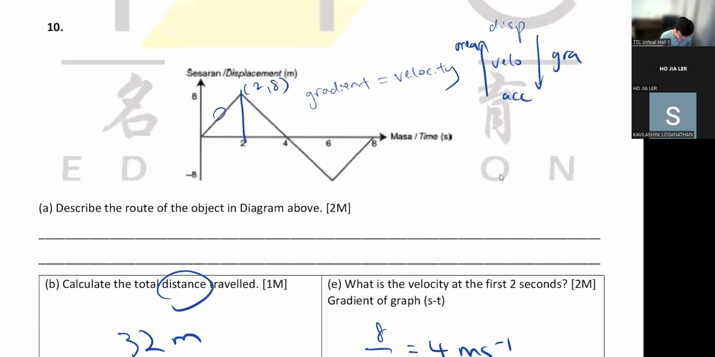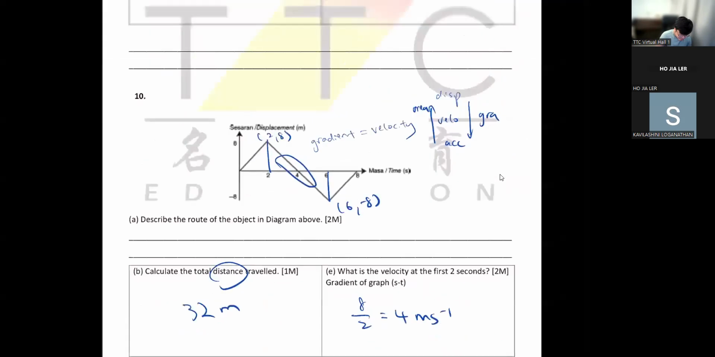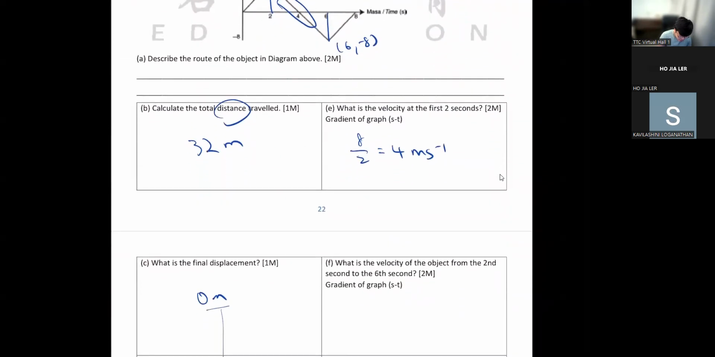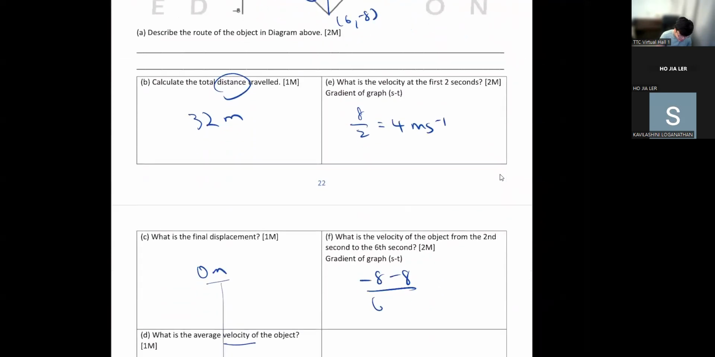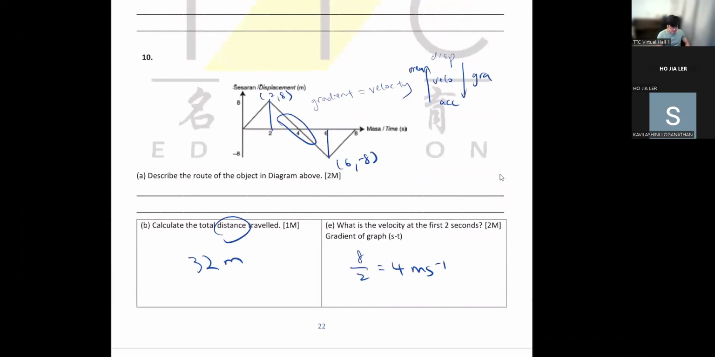So F, what is the velocity of the object from 2 seconds to 6 seconds? That means from here to here. This whole thing. So this is 2, 8. This is 6, negative 8. Right? So negative 8 minus 8, and then 6 minus 2. So you get negative 16 over 4. So you get negative 4 meters per second. So this whole thing is negative 4.